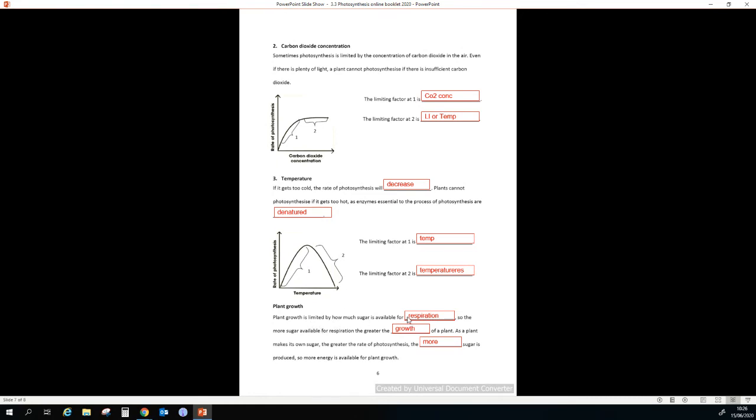So plant growth is limited by how much sugar we have. How much sugar we have for respiration. And the greater the respiration, the greater the growth, and you get more sugar produced.